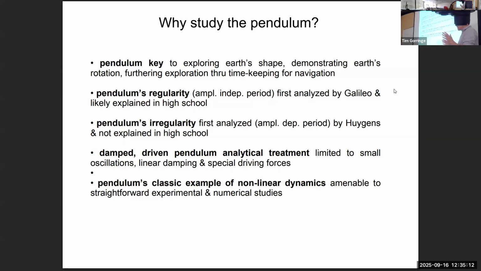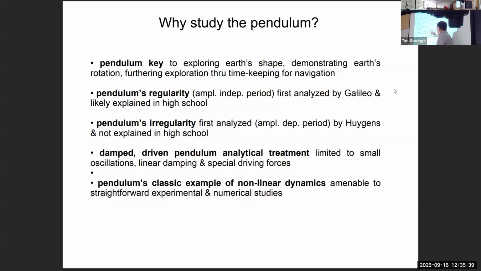We'll look at where the pendulum's period is constant for low amplitude oscillations, and where the pendulum's period is not constant for higher amplitude oscillations. And that's a transition from a world of a linear differential equation to a nonlinear differential equation.